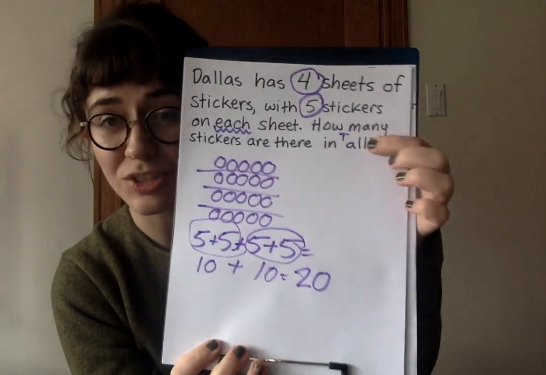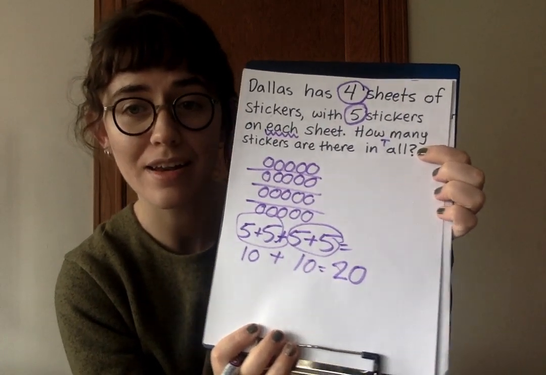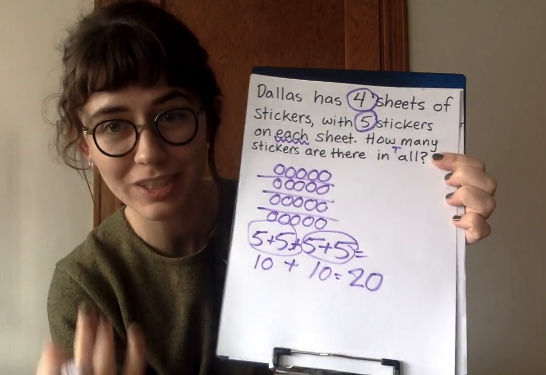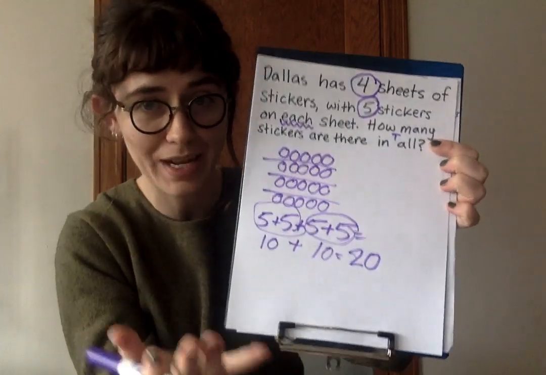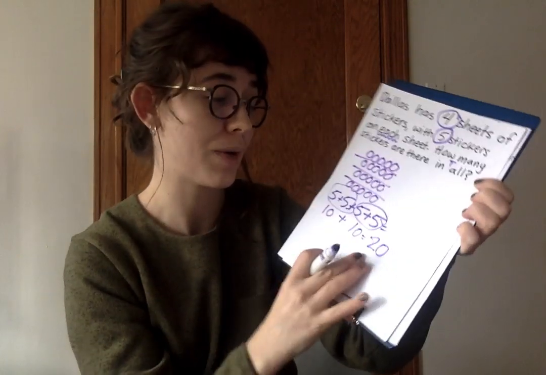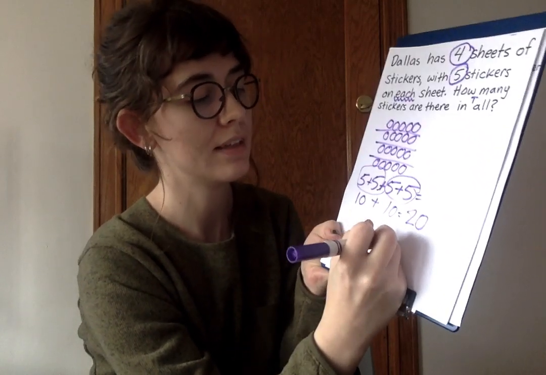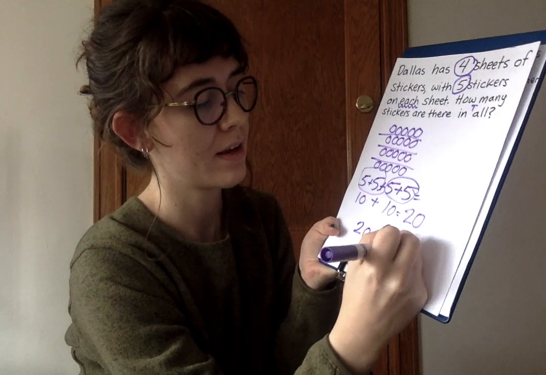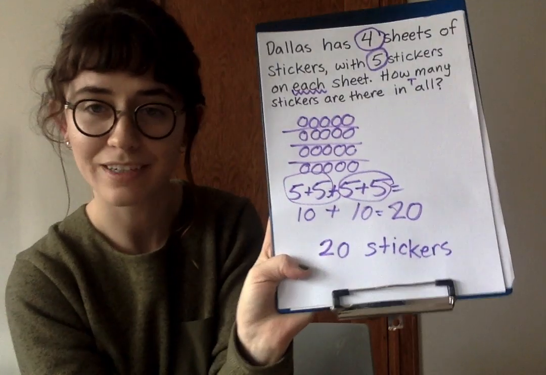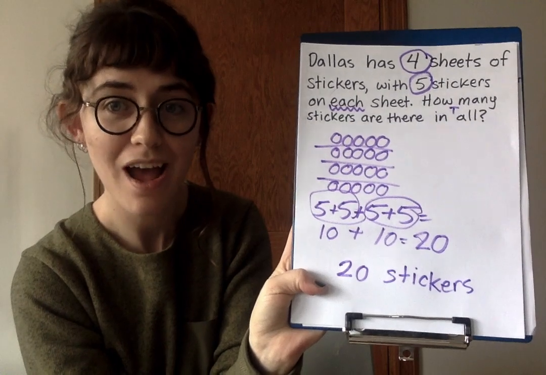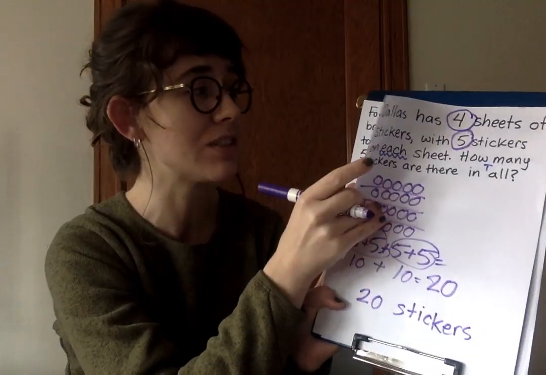So the question was, how many stickers are there in all? And if I really want to be a great mathematician, I should use the units in the problem. And so it's not 20 elephants, it's 20 stickers. So I would write down 20 stickers for my answer.